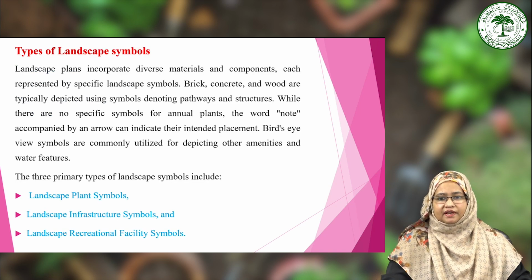Now, in a landscape plan, a variety of materials and components can be illustrated using different types of landscape symbols. Bricks, concrete and wood, for example, can be represented by a specific symbol such as bricks and drive icons. While there are no dedicated symbols for annual plants, the word note with an arrow can be used to indicate their placement. Additionally, symbols with a bird's eye view are suitable for depicting other amenities and water features. The three main types of landscape symbols include landscape plant symbols, landscape infrastructure symbols, and landscape recreational facility symbols.